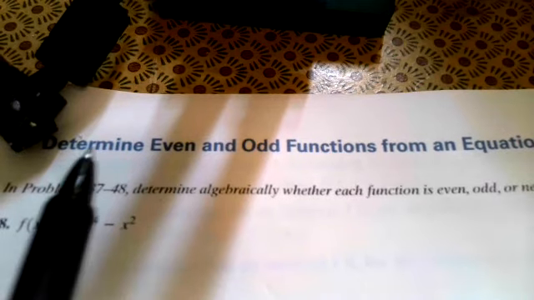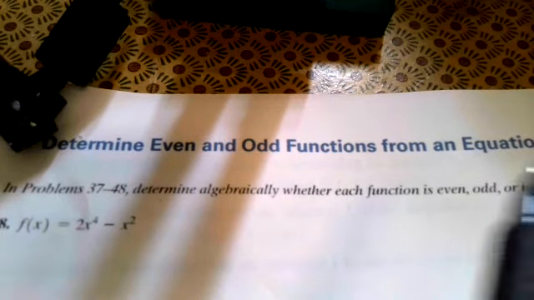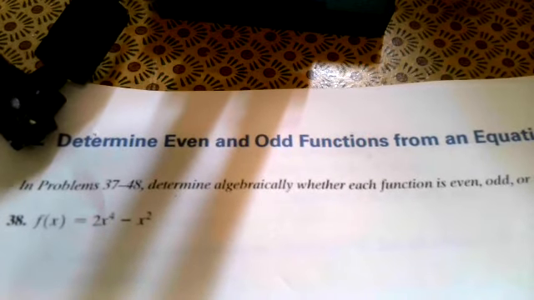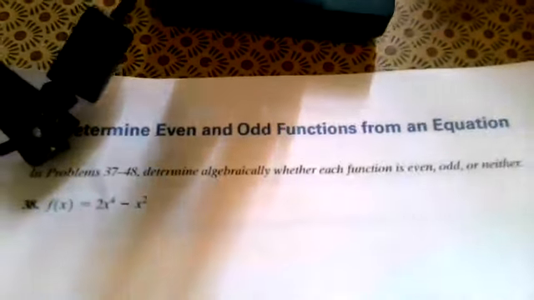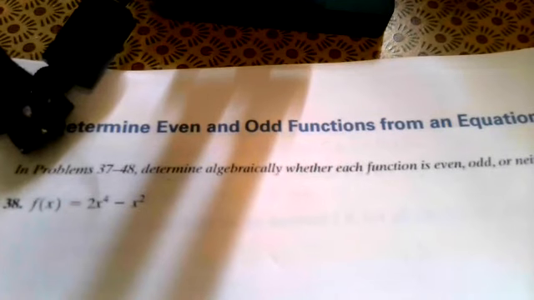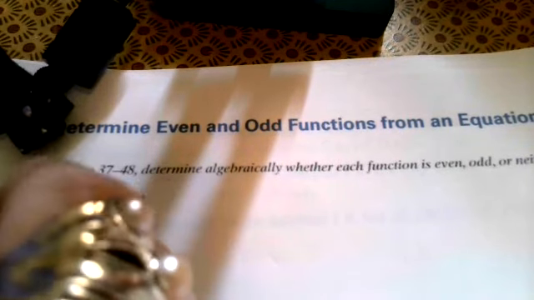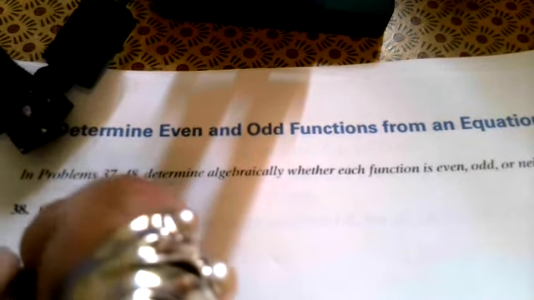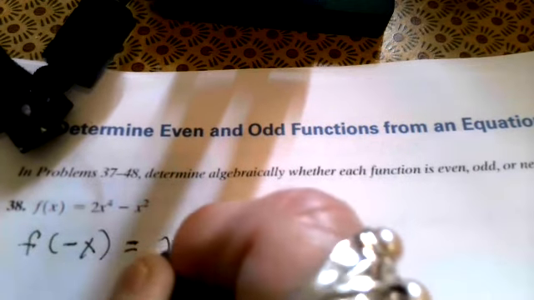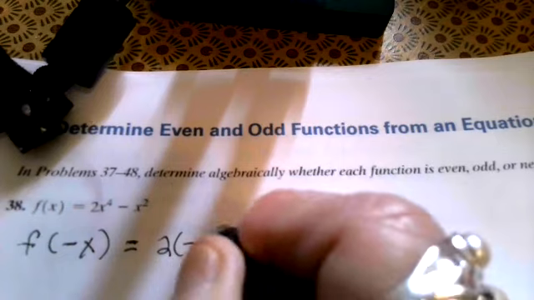Okay, we can also determine even and odd functions from an equation. So here we have the equation of the function, and we want to figure out if it's even or odd. Neither. It could be neither. So the way to do that is to go f of negative x, and then you have to put negative x everywhere there's an x.